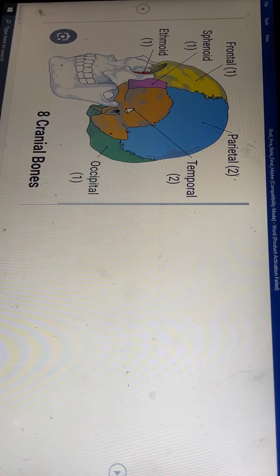Then quickly you go into sutures. The sutures, which are the immovable joints in the skull bone. The suture that joins the frontal bone and the parietal is what? Coronal suture. The suture that joins the parietal and the temporal is the what? Squamous. The suture that joins the parietal and the occipital is the lambdoid, and the suture that joins the parietal bones is the sagittal. Please, we will end the class here.